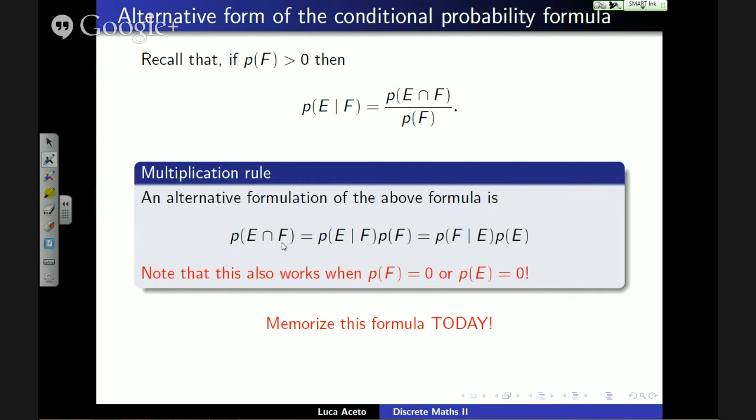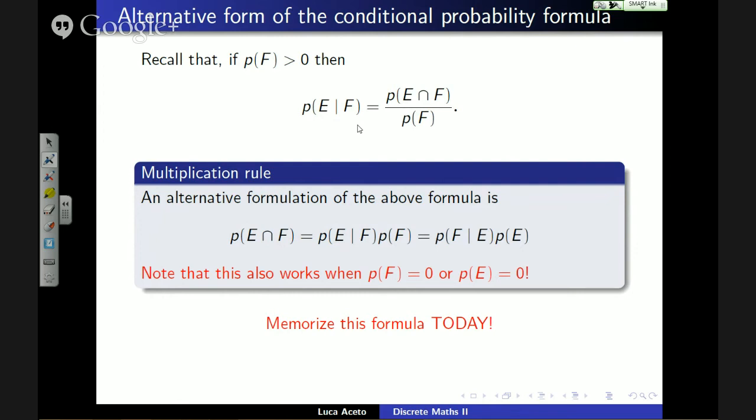So E and F can occur together. That's the intersection. Well, if E occurs before, then you can compute the probability of F given that E has occurred. If you multiply the two, you get the probability that they both occur together. Or you can do it the other way around. That's the intuition, but from the point of view of the mathematics, it's just multiplying both sides of this equation by the probability of F.